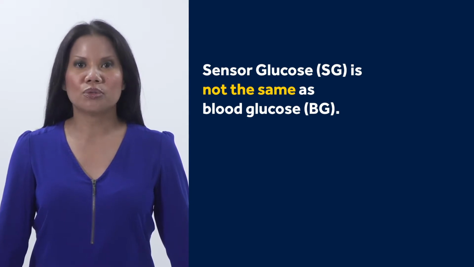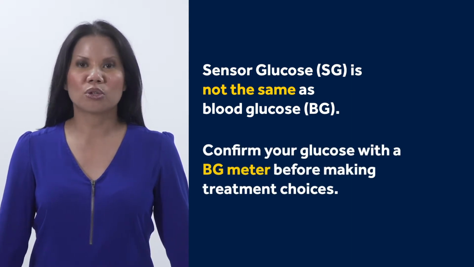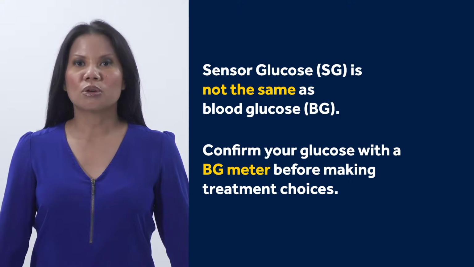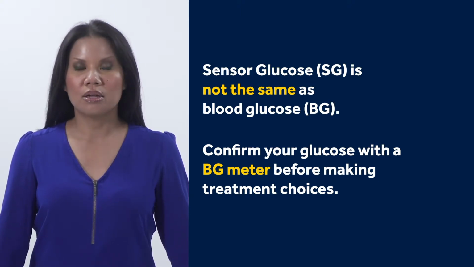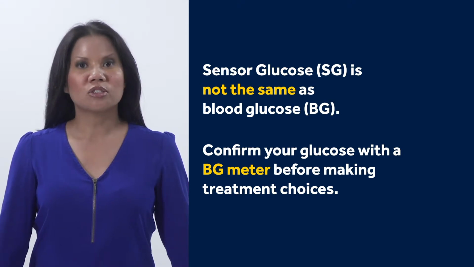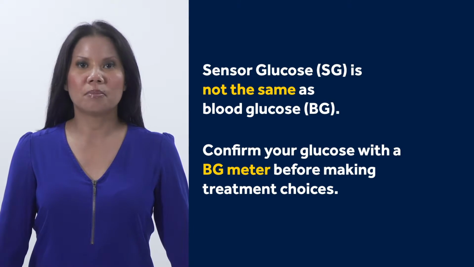Be sure you're not using your sensor glucose values to make diabetes treatment decisions, like dosing insulin for a meal or taking carbs to treat a low. You should always confirm your glucose value with a blood glucose meter reading first. If you feel like your glucose is high or low, but your sensor doesn't match what you're feeling, check your glucose using a blood glucose meter.